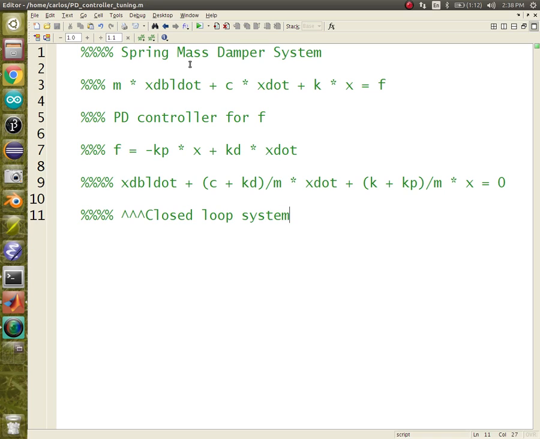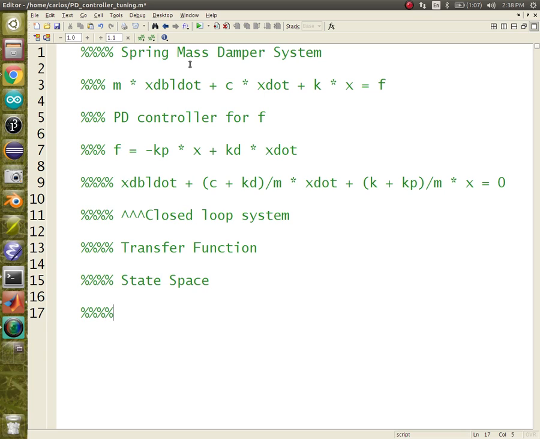And so if I want to, I can solve this in a bunch of different ways. I can do the transfer function way. I can do the state space way. I can just do the normal EOMs way, which is really similar to state space, so I'm just going to leave it off. And so we're going to do these two.